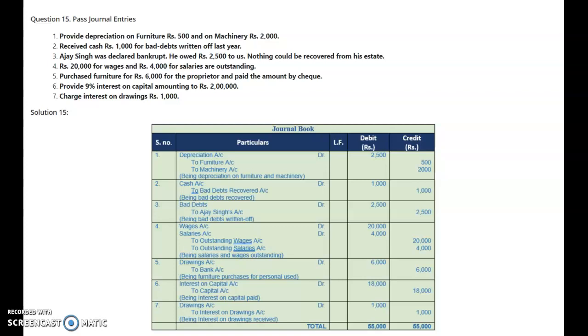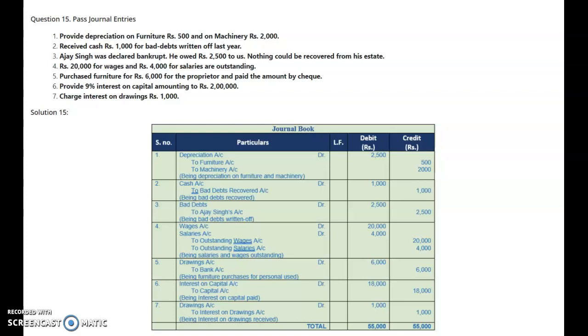Now the next transaction is: Ajay Singh was declared bankrupt. He owed us rupees 2500. Nothing could be recovered from his estate. Now we all know that bankruptcy or insolvency is a situation where the debtor is not in a position to give the complete amount, or nothing is received from them. So automatically it becomes our loss. It is treated as bad debts.